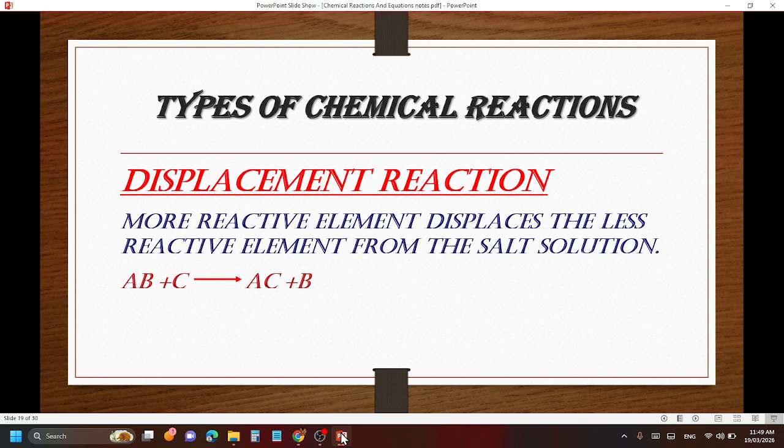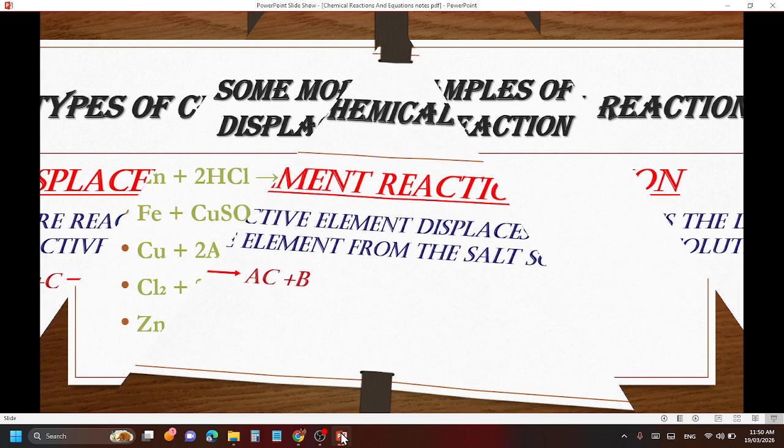Simply, when a highly reactive element comes and reacts, it will displace the low reactive B. Like B is low reactive because he is less good in studies, but C is more good in studies. It will remove B and C will take its place. That's it, that is the displacement reaction.